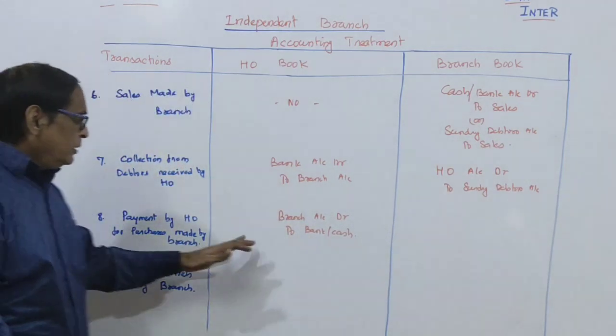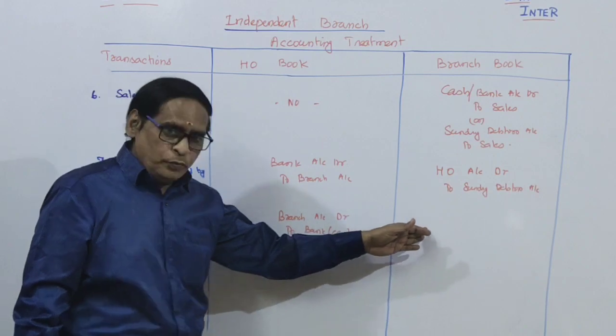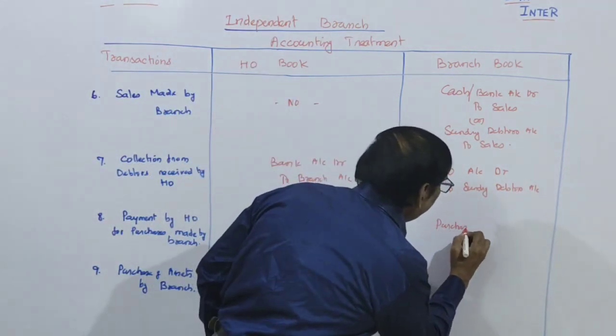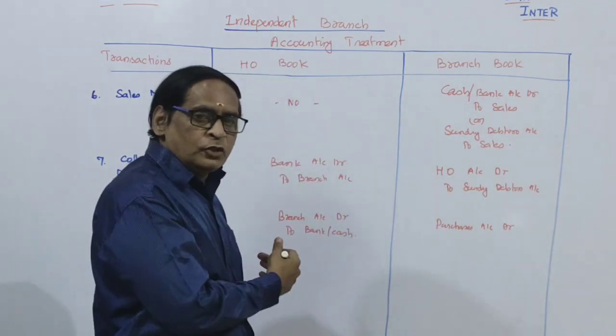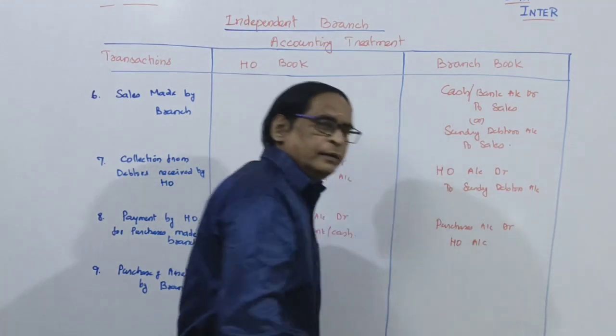Understand? Here, what will be the journal entry? Actually, the purchases are to be entered. So, purchases account debit. Who has made the payment? Head office. So, credit the giver. So, head office account to be credited.